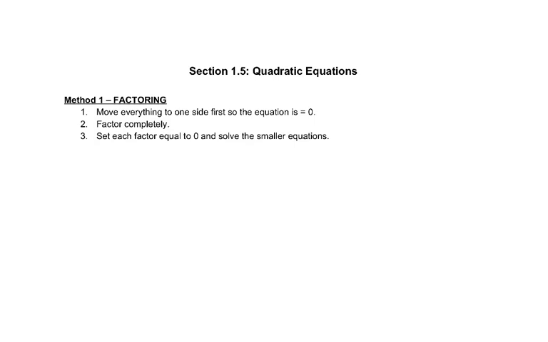So the idea behind factoring when we're solving equations is that we need to move everything to one side first so that it equals 0, and then we factor, and then we set each of the factors, each of the pieces, equal to 0 to solve the smaller equations. So let's look at a couple examples here.